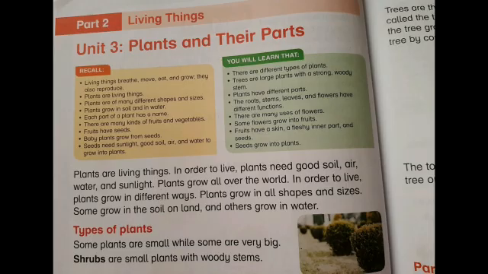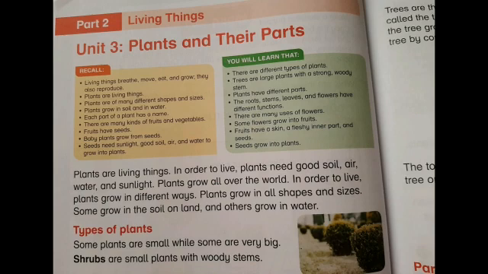Now, dear students, look at your books and listen carefully. I am going to read out the first paragraph on page number 18. Unit number 3, Plants and their parts. Plants are living things. In order to live, plants need good soil, air, water, and sunlight.